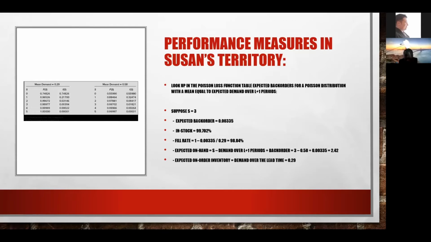So our in-stock is 99.702%. Fill rate is 1 minus 0.0035 over 0.29, which gives us 98.84%. So expected on hand will be our up to level minus demand over L plus 1 periods plus back order, which is 2.42. Expected on order is demand over the lead time, which is 0.29.